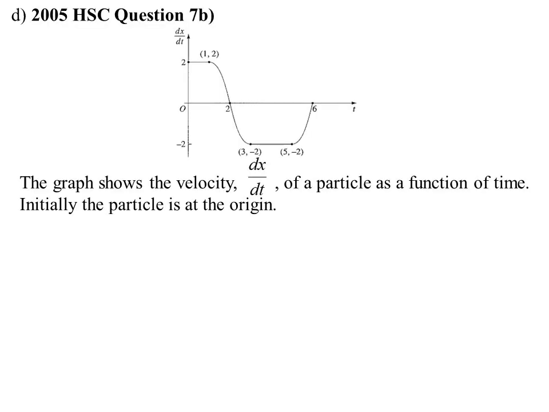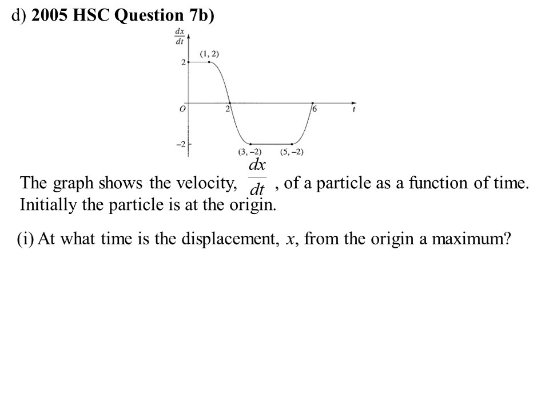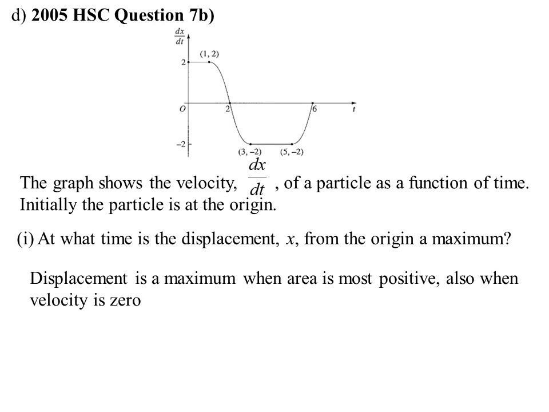2005, velocity time graph they gave us again. At what time is the displacement a maximum? When is it a maximum? So again, what are we saying? Well, maximum is when the area is most positive. It's also when velocity is 0. We've got a velocity time graph, so I can just read off my graph. T equals 2. Displacement is a maximum.